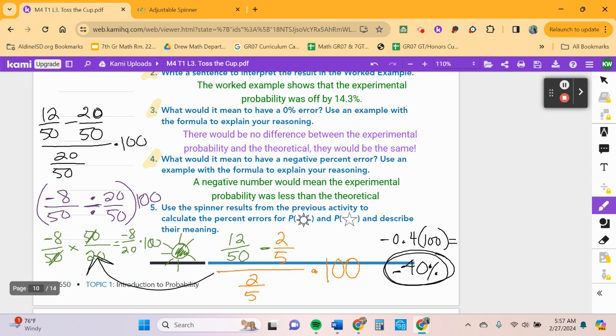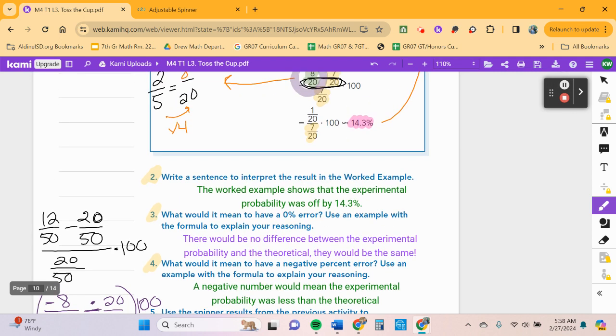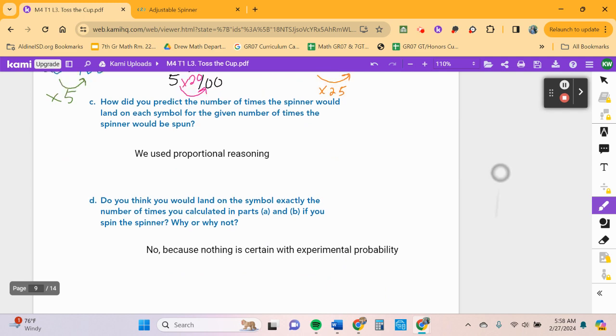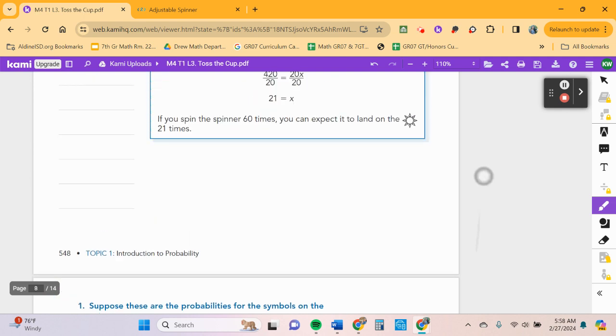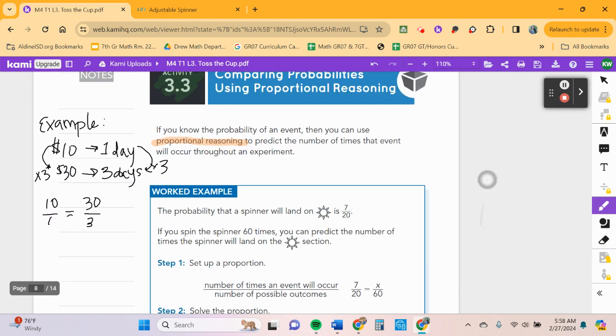Alrighty, that was a lot of math to end this activity, but awesome job. You now know and understand what percent error is, and you also know how to proportionally reason. This concludes the learning for this activity. I will see you in the next video.